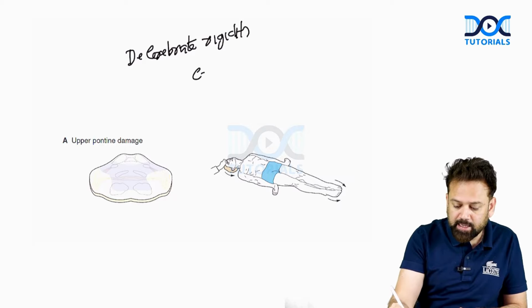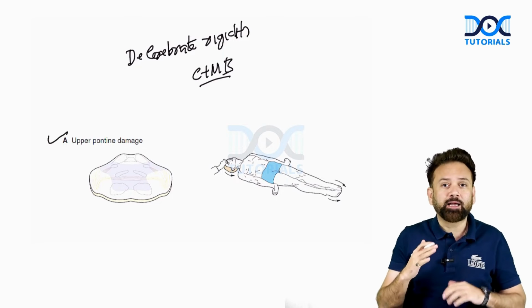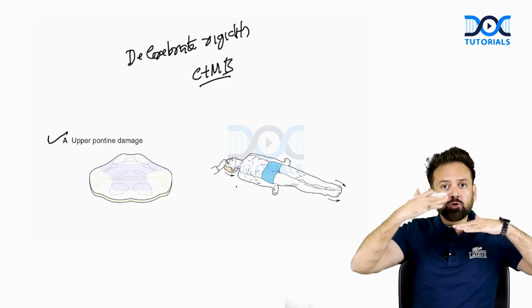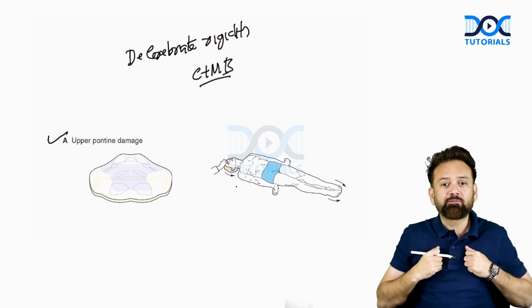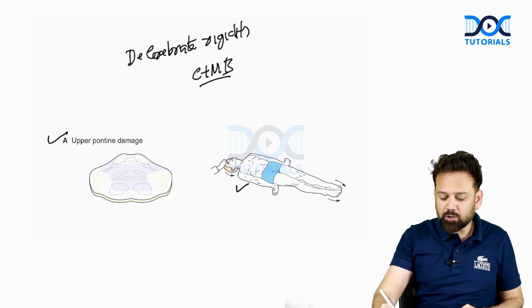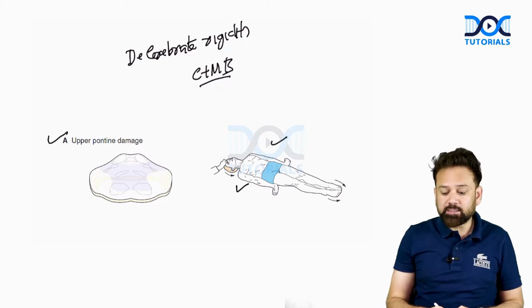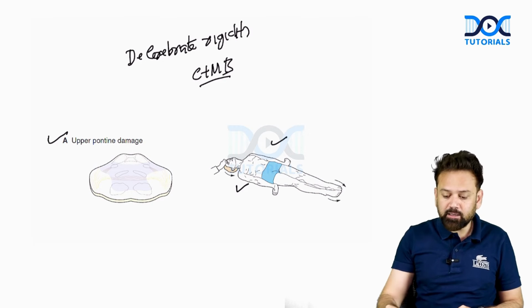In this, cortex as well as midbrain both will be involved. Why? Lesion is upper pontine. So midbrain gone, cortex gone. So rubrospinal tract is gone. So hand will not be flexed. Hand will be lying on the side of the body. So you can see rigidity both in the upper limb as well as lower limb. It is called decerebrate rigidity.